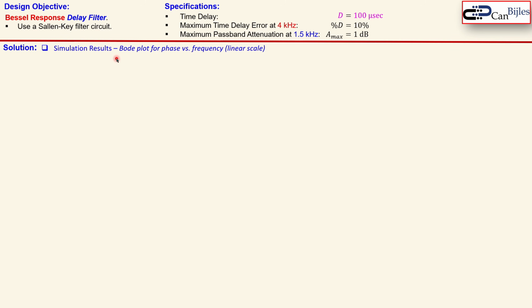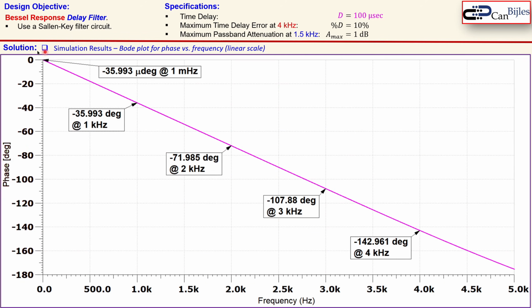Now going to the simulation result for the Bode plot for phase versus frequency in the linear scale, we will see now more details. You see here again the phase, going from 0 all the way up to minus 180 degrees. And the frequency scale is now plotted in the linear scale. You see here 0, 500, 1 kilo, 1.5 kilo, 2k, so it is not in log scale. That is purposely done to see this relationship, which is indeed linear.